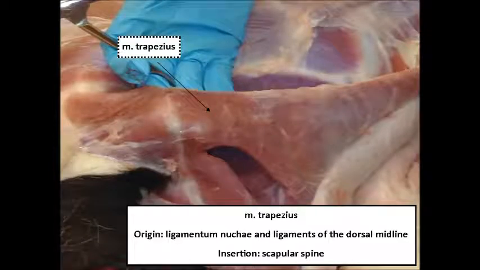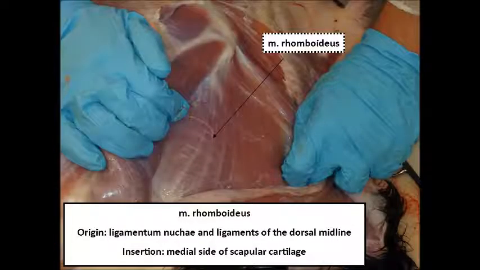Muscles of the thoracic limb. The trapezius muscle originates in the ligamentum nuchae and ligaments of the dorsal midline and inserts in the scapular spine. This allows the scapula to be lifted and retracted. The rhomboideus muscle also originates in the ligamentum nuchae and ligaments of the dorsal midline, however, inserts in the medial side of the scapular cartilage in order to lift the scapula and the neck.